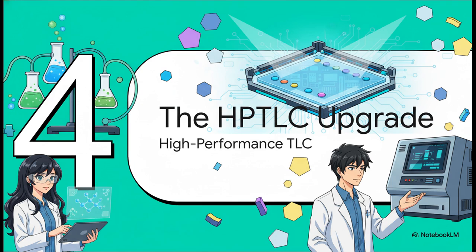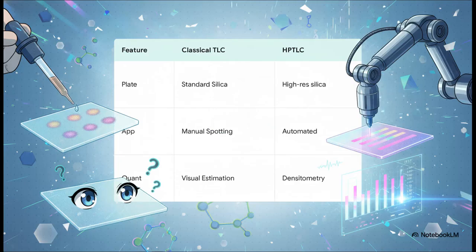Which brings us to Section 4, the HPTLC upgrade. Now let's see how this classic method evolved into a serious high-tech powerhouse. Enter high-performance thin layer chromatography, or HPTLC. This brings massive leaps in precision. HPTLC upgrades the entire process.